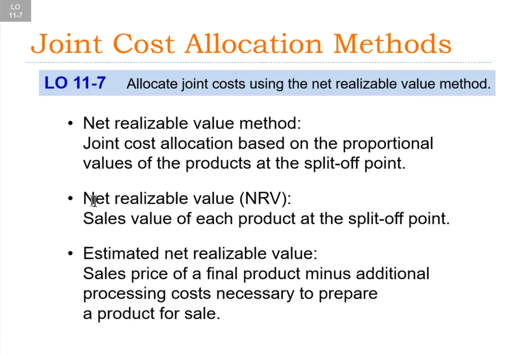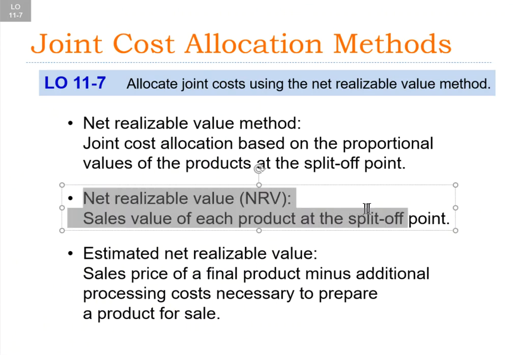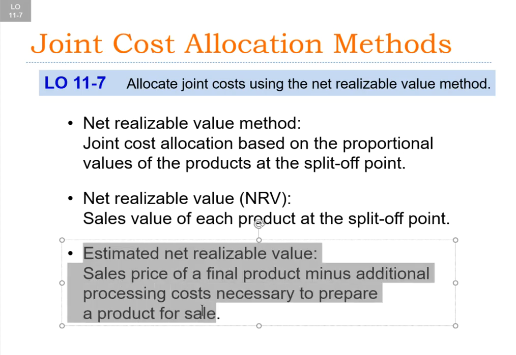Again, your textbook refers to this as the net realizable value at the split-off point. It's usually referred to as the relative market value at the split-off point. The net realizable value typically refers to the value if we process the intermediate products further, and it's the final selling price minus any additional cost necessary to prepare our product for sale.